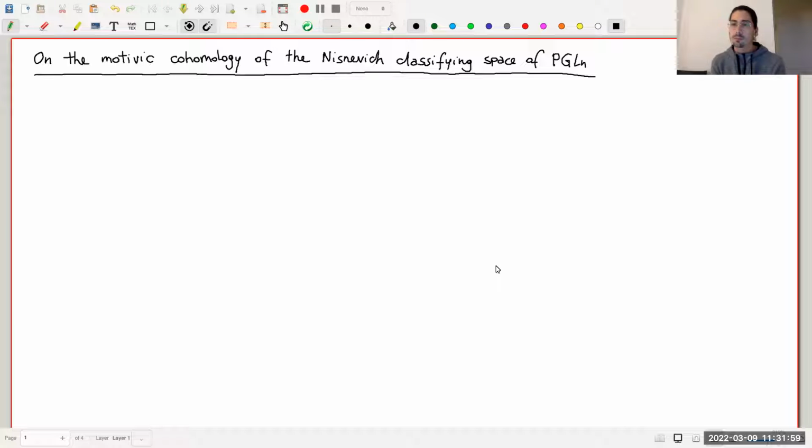Okay, so as you can see from the title, today I'm gonna talk about projective general linear groups from a motivic-homotopic perspective. So in particular, I will focus on Nisnevich classifying space and some characteristic classes that arise from the motivic homology of this classifying space. Let me tell first something about the very general problem here.